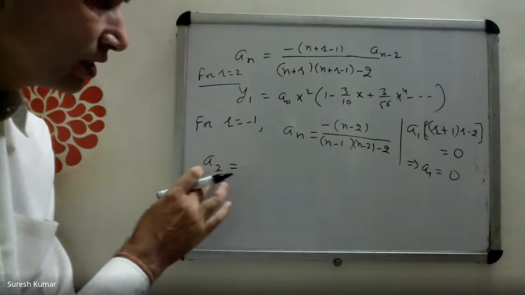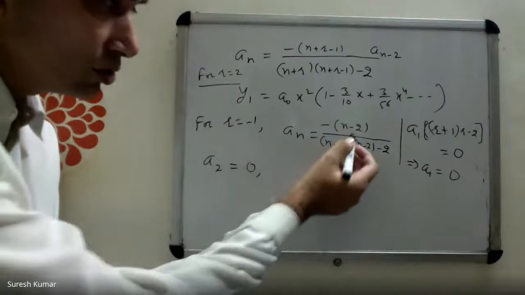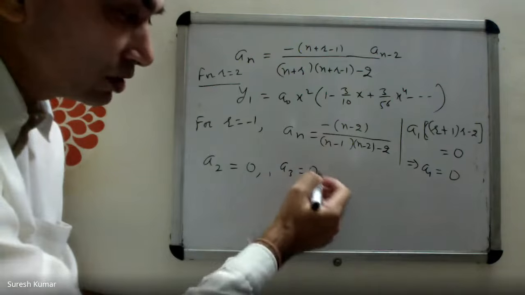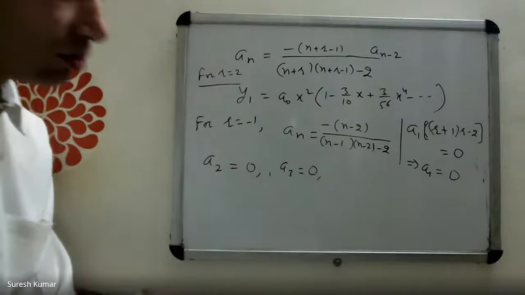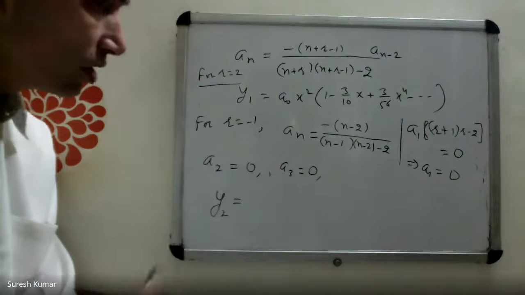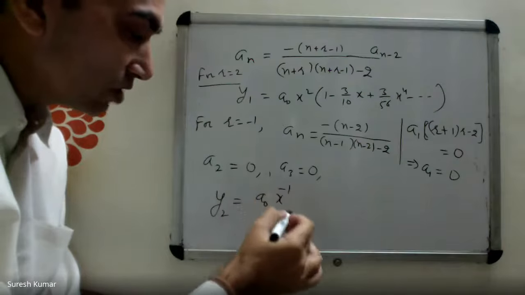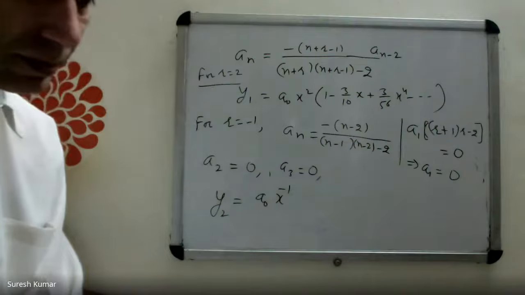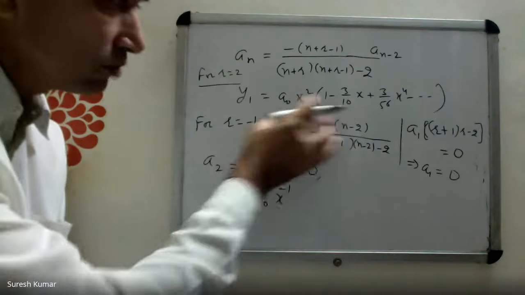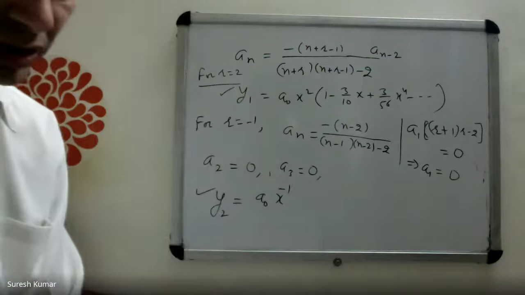Now let's start finding A2, A3, etc. What is A2? 0. A3, because A1 is 0, so A3 is 0. A4, all are 0. So what is left in your solution? The second solution corresponding to r equal to minus 1 is A0 times x power minus 1, nothing else. So what is different in this problem? Though the roots differ by an integer, you are still able to get two linearly independent solutions.